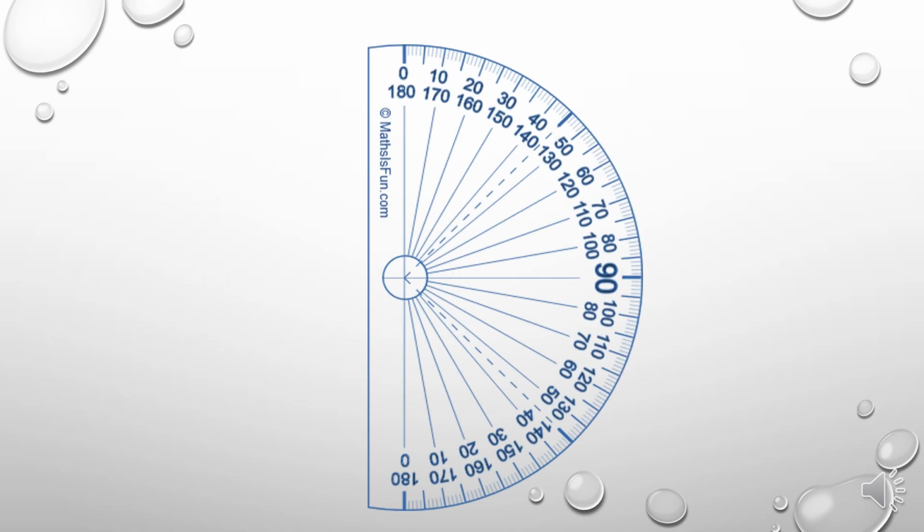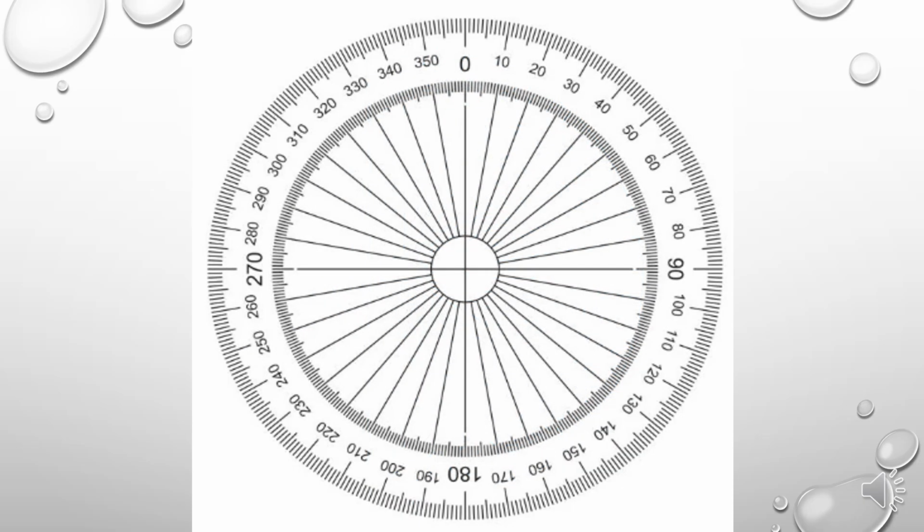Here is the instrument that we use to help us in determining bearings. It's what we call the protractor. This too is also a protractor. It's a 360 degree protractor, and as you can see, we read our bearings in a clockwise direction from 0 all the way back around to 360 degrees.